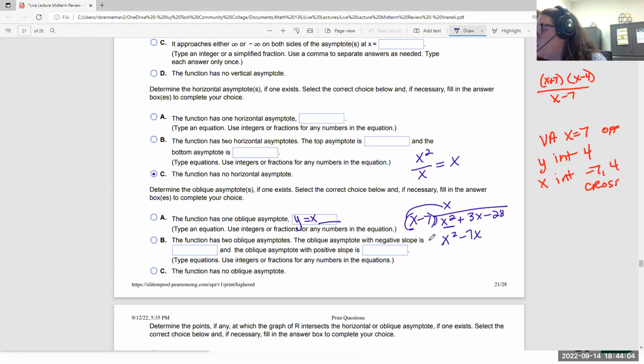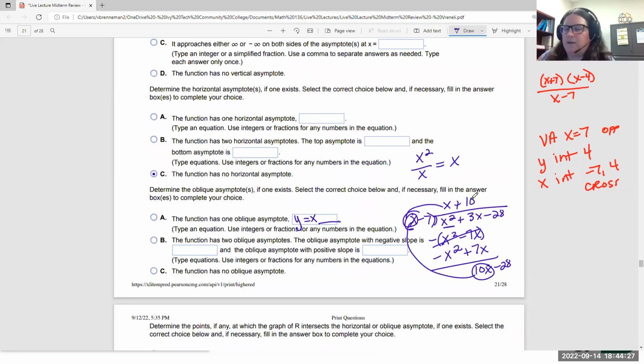And then I need to subtract that whole thing. So that's really going to become a minus x squared plus 7x. And so that gives me a 10x minus 28. And the last thing I have to do is just take that 10x divided by the x of what it's being divided by, and that comes out to 10. I don't need to figure out the remainder or anything like that.